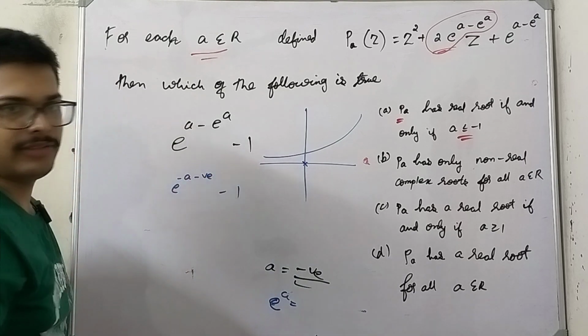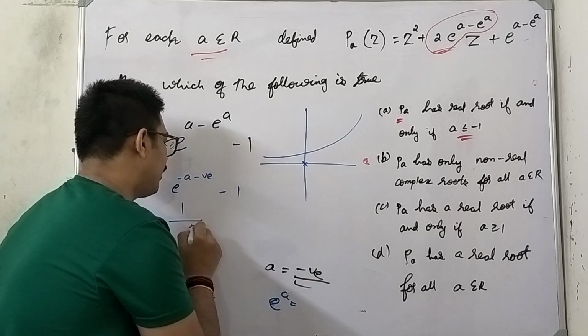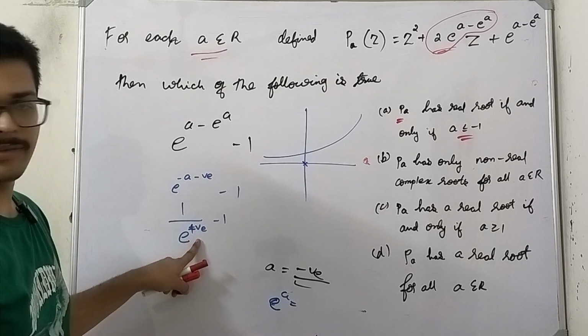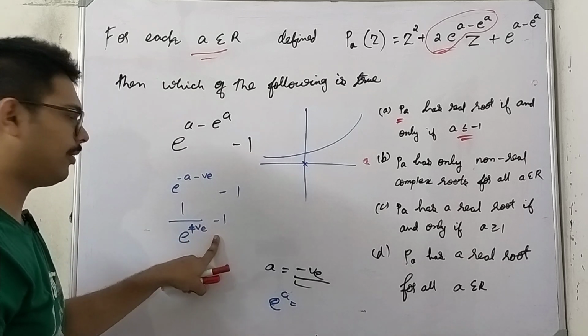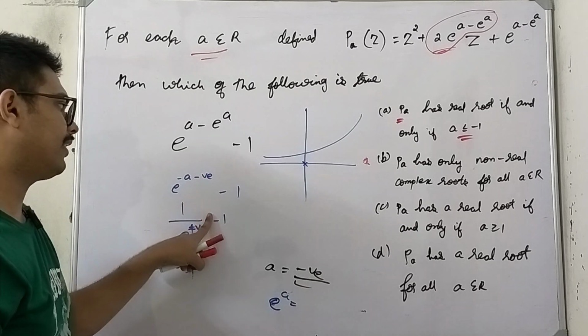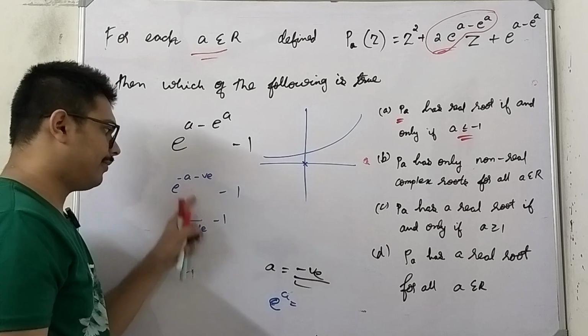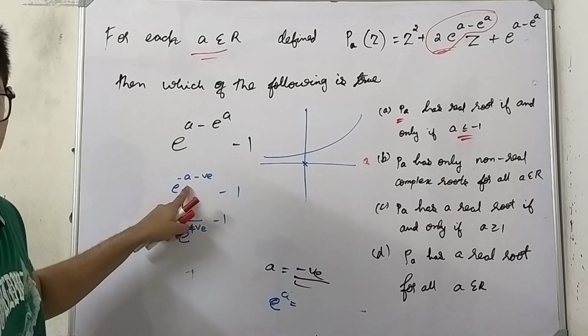What is e raised to this one? This will be 1 by e raised to some positive power, minus 1. Since e is greater than 1, e raised to a positive power, even if the positive power were 0 itself, would give 1 minus 1, which will be 0. But we have put a negative value, so it cannot be equal to 0.